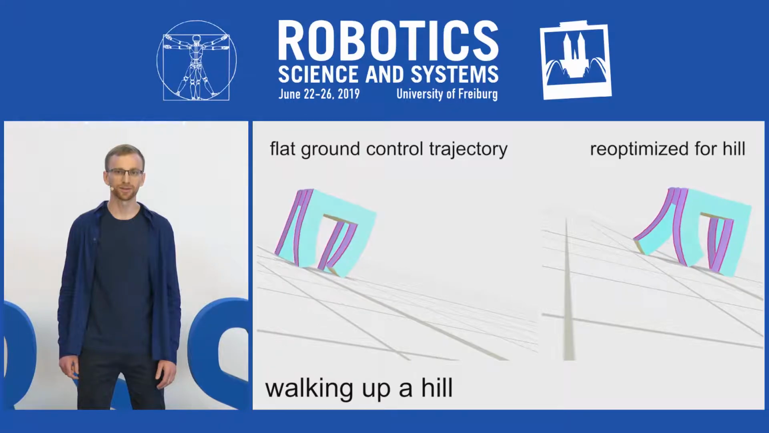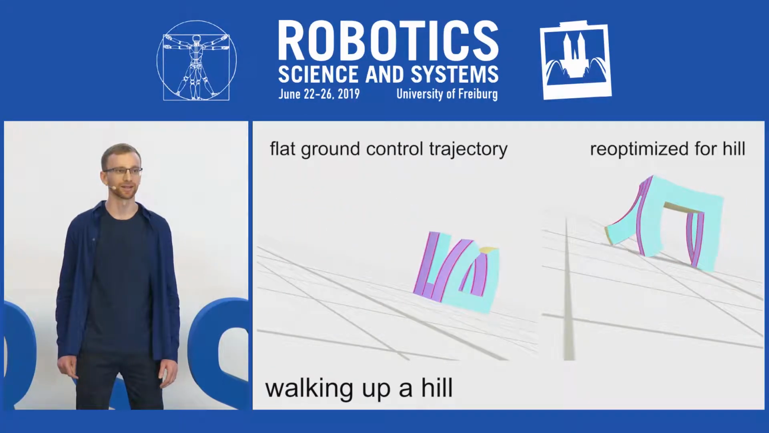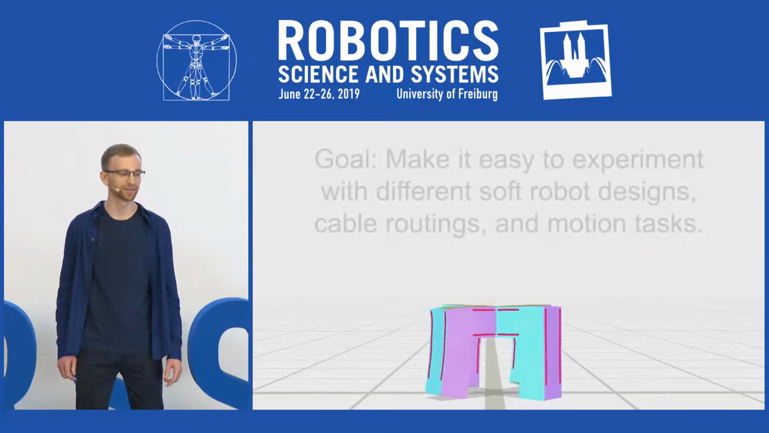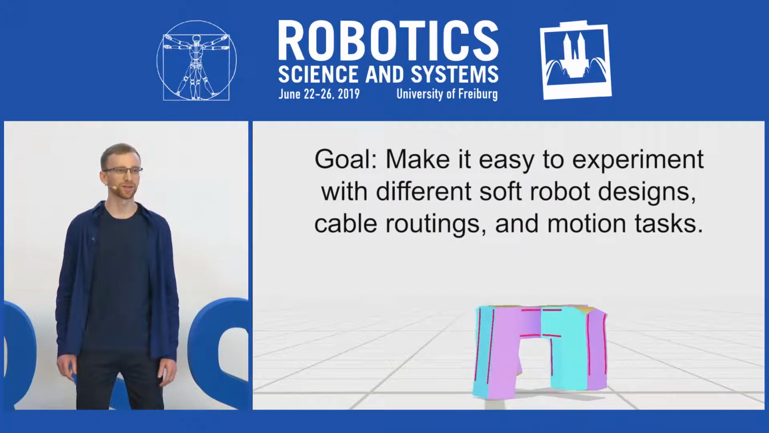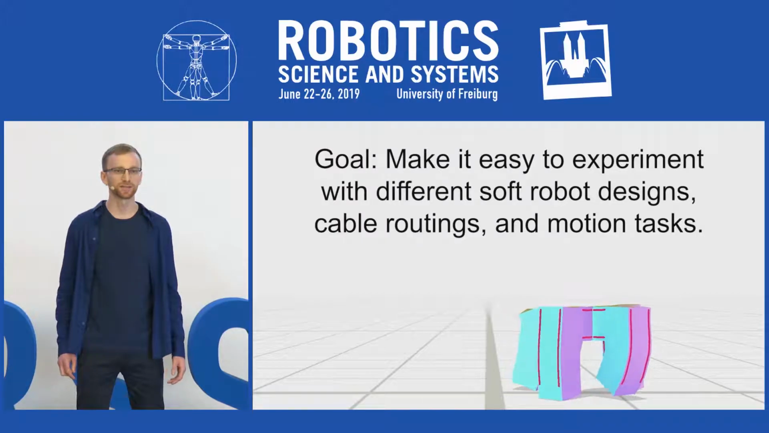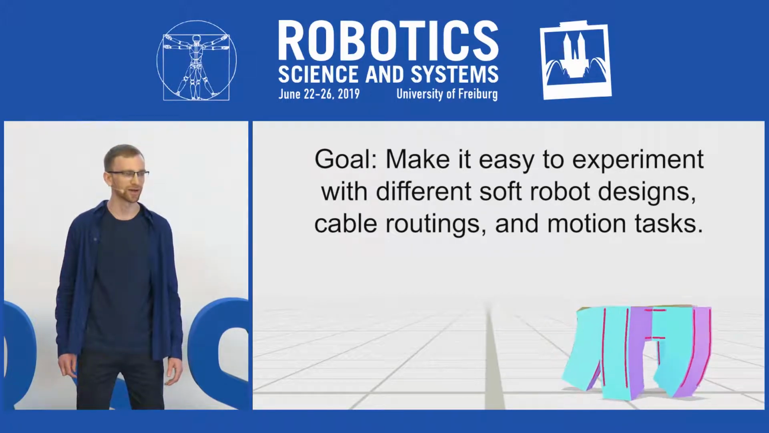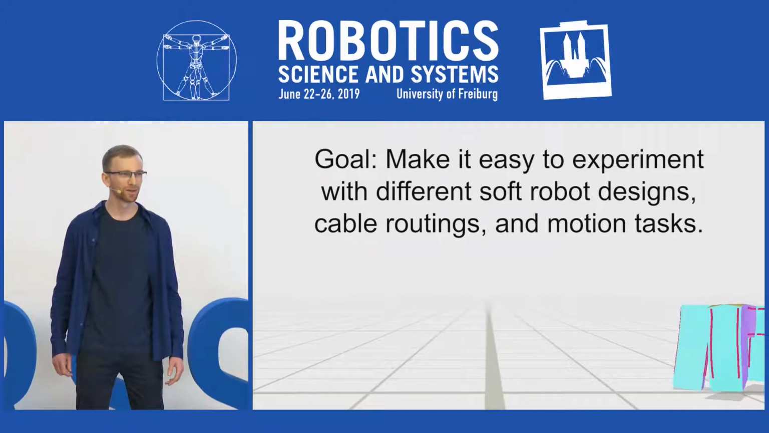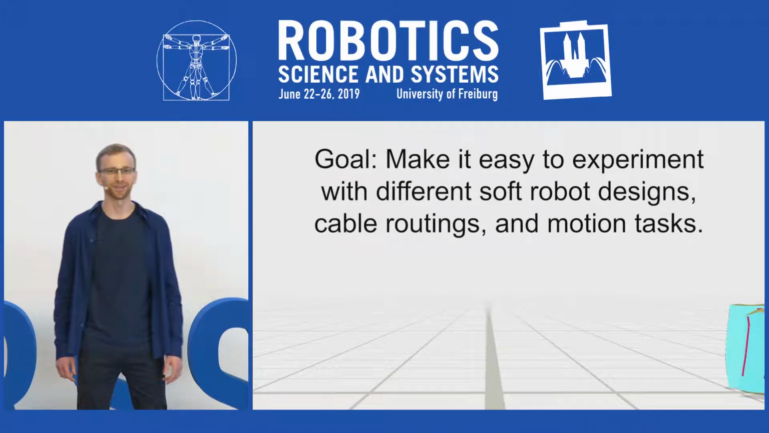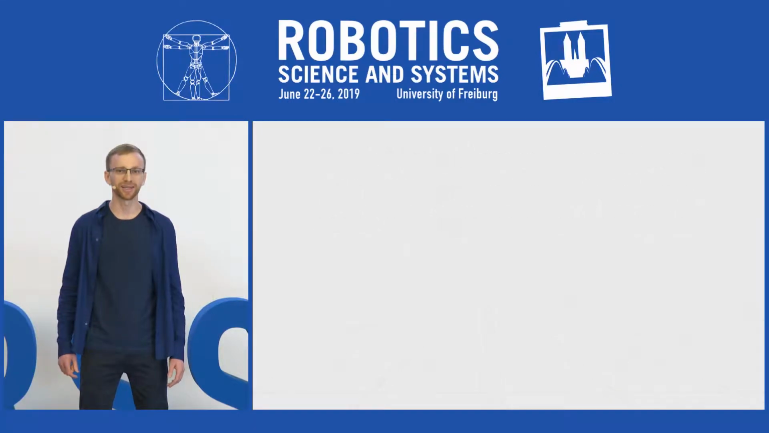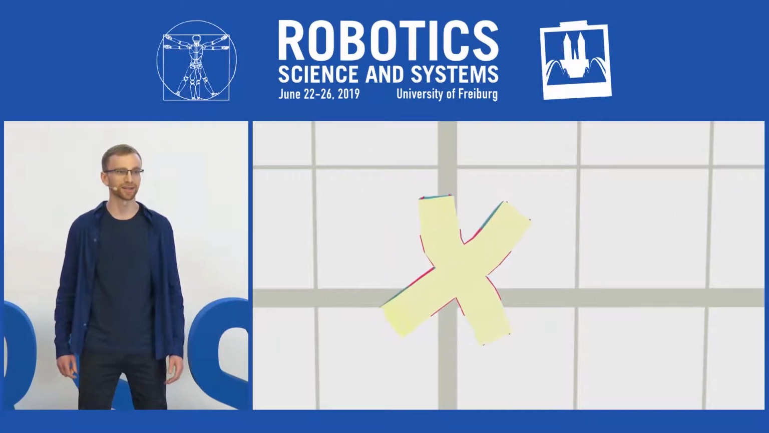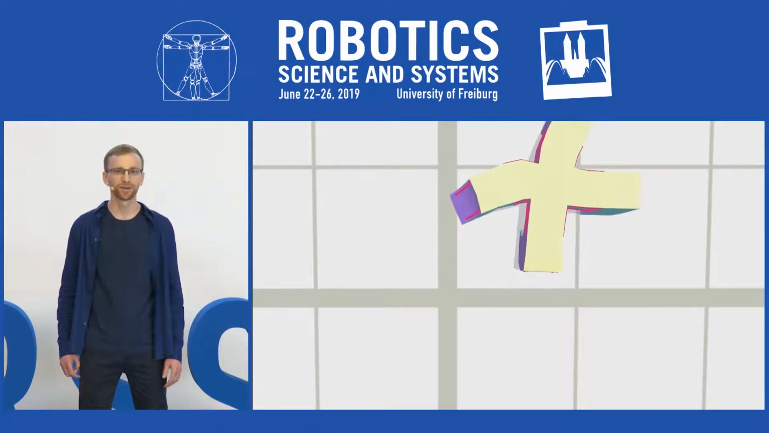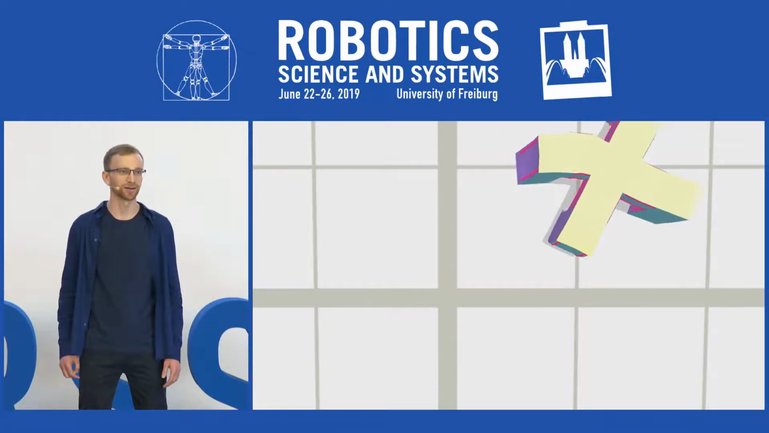As a final result, we optimize for the robot to walk up a simulated hill. Note how the strategy for flat ground walking from before fails. Our overall goal in this work was to make it easy to experiment with different soft robot designs and locomotion strategies. Here we show a final soft robot controlled using our approach. The process of prototyping this robot in the real world would have taken multiple days or weeks of manual design and control effort. But with our differentiable simulator and trajectory optimizer, we were able to prove the concept in a matter of hours. Thank you.